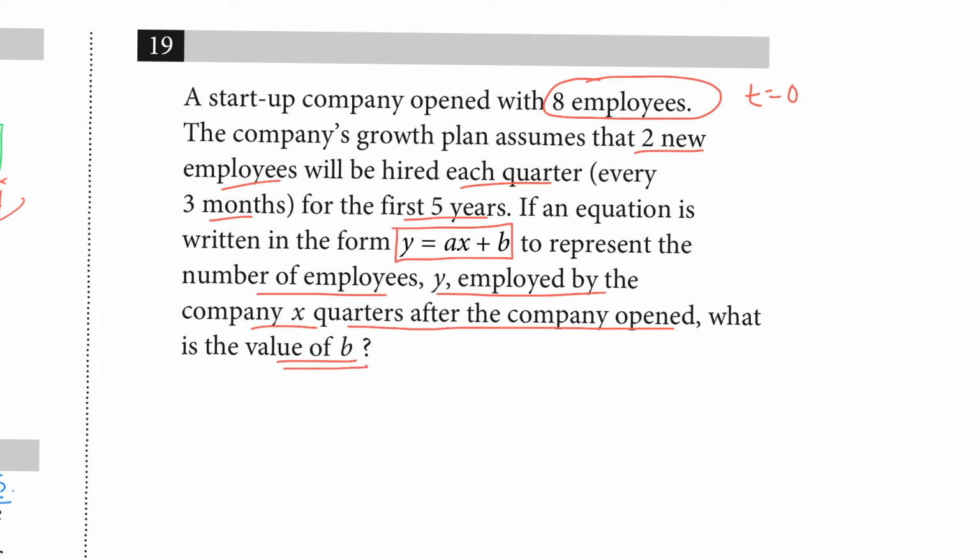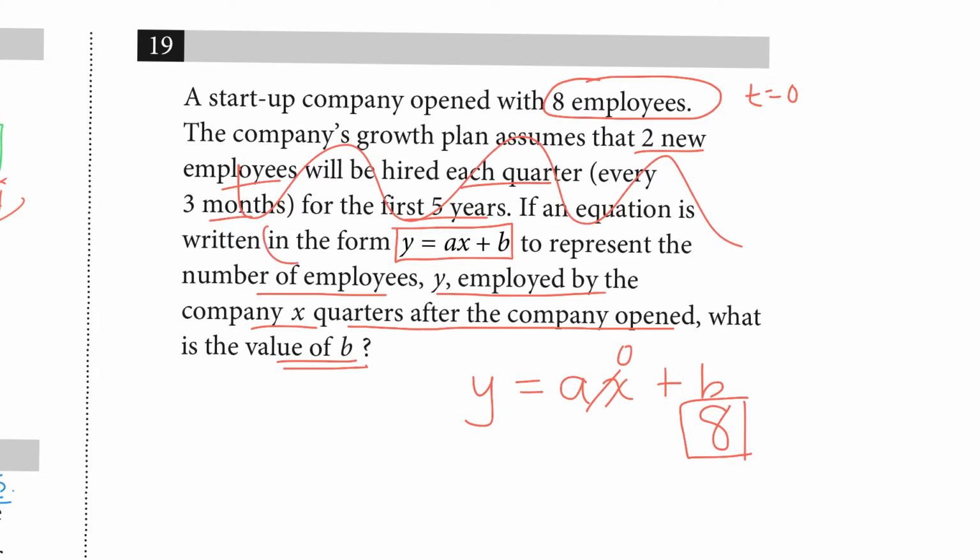Is this a trick question again? What is the value of b? What they're asking for is the y-intercept. Well, at time 0, when x is 0, you're starting off with 8 employees, so b has to be 8. So you start off with 8, the y-intercept is 8. That's all there is to this problem. All this other information here is not necessary. That's it for number 19.